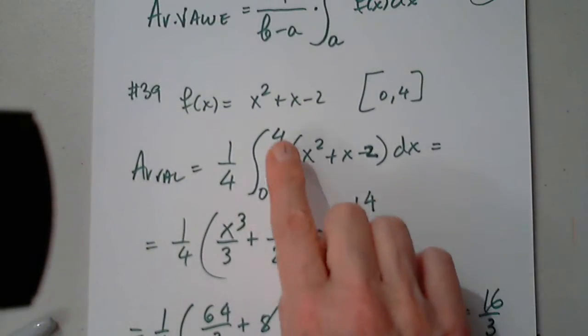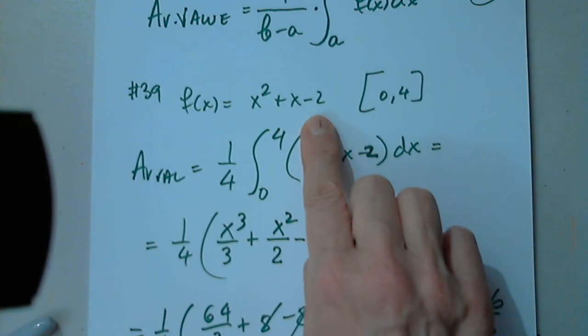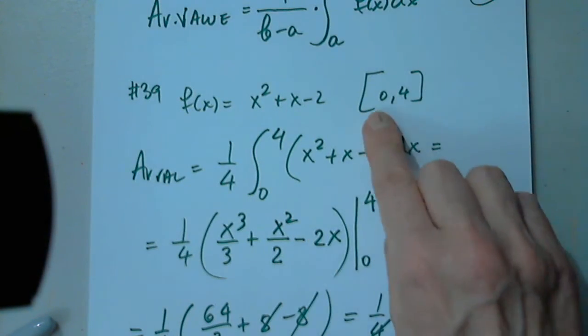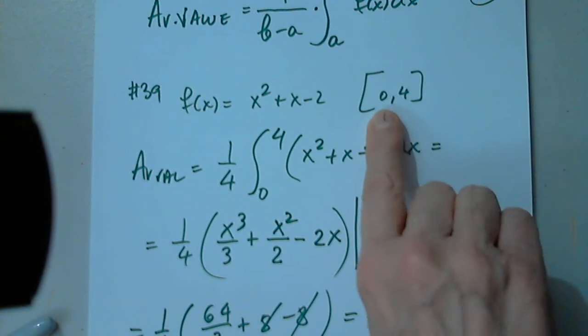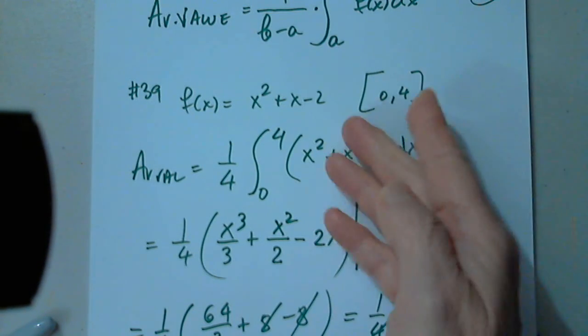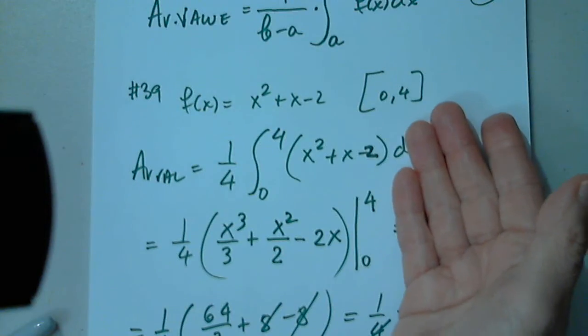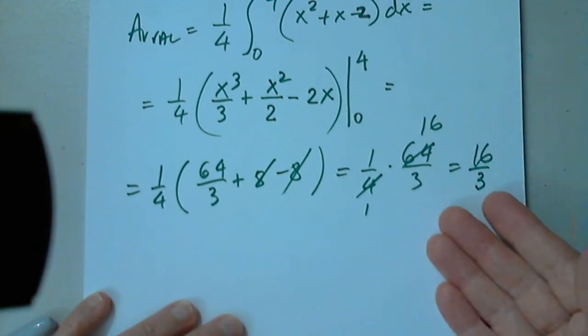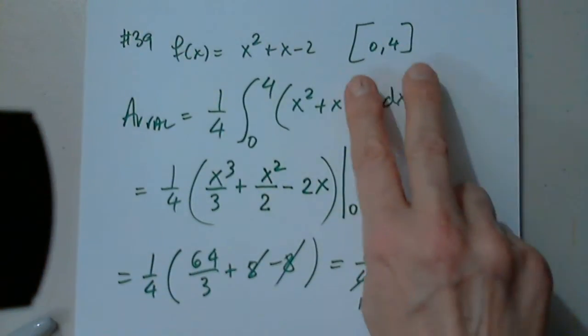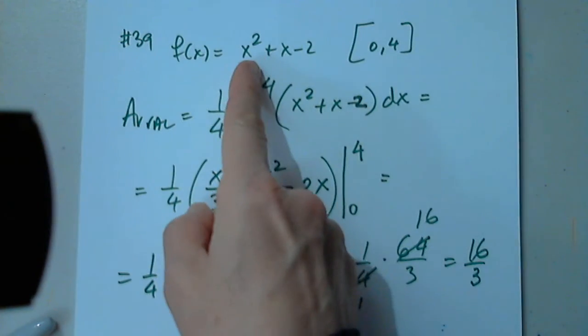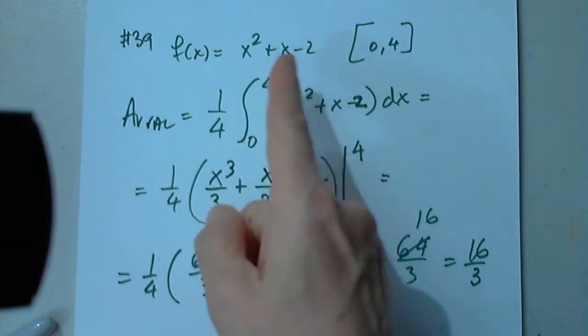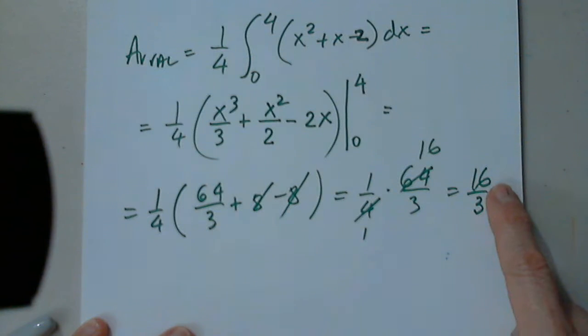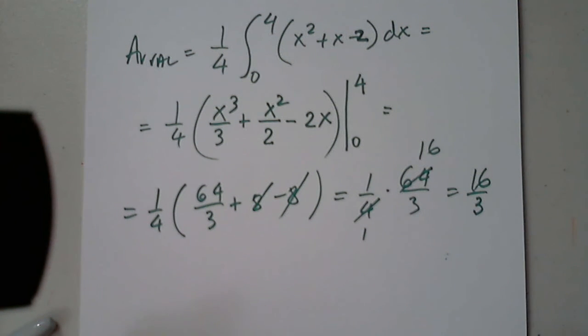Assuming that this is the temperature function, let's say from midnight to 4 a.m., or if you want noon till 4 p.m., whatever you want this to be, when I determine my calculation, I'm telling you that between these two times, the average value of this function was 16 divided by 3, in degrees Fahrenheit.